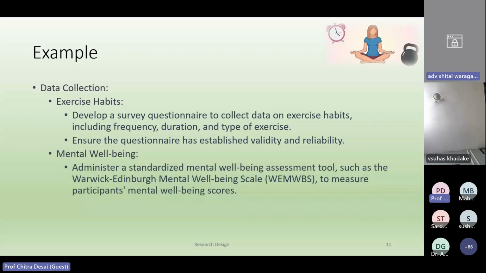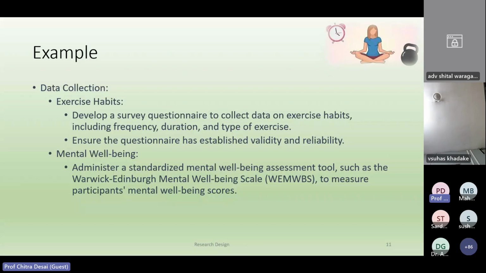Now, again, when it comes to mental well-being, there can be various standards which are already available. This is one example we have taken, but for any research problem, usually you'll see that there are certain standardized data sets, there are certain standardized tools which will help you to do measurements. So in this case, we see that the Warwick-Edinburgh Mental Well-being Scale is also available, which is a standard for measuring the participants' mental well-being.